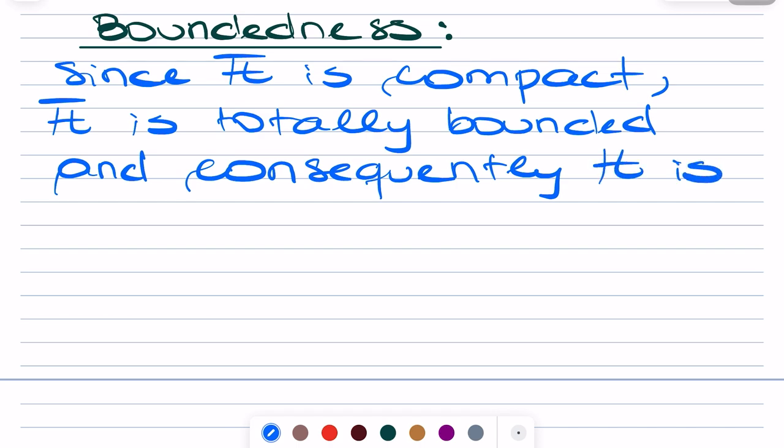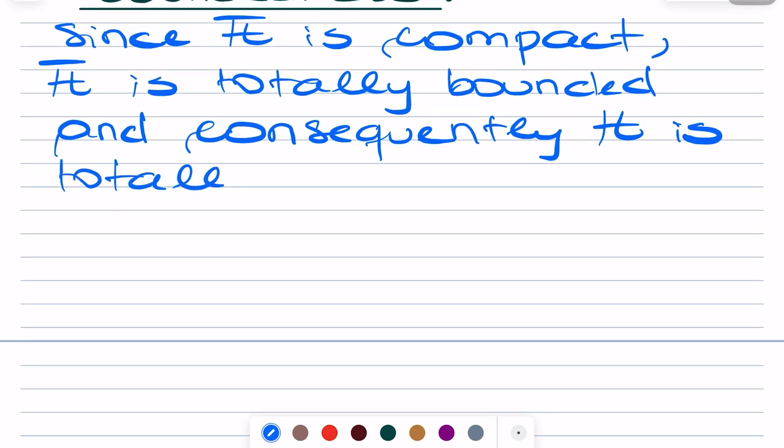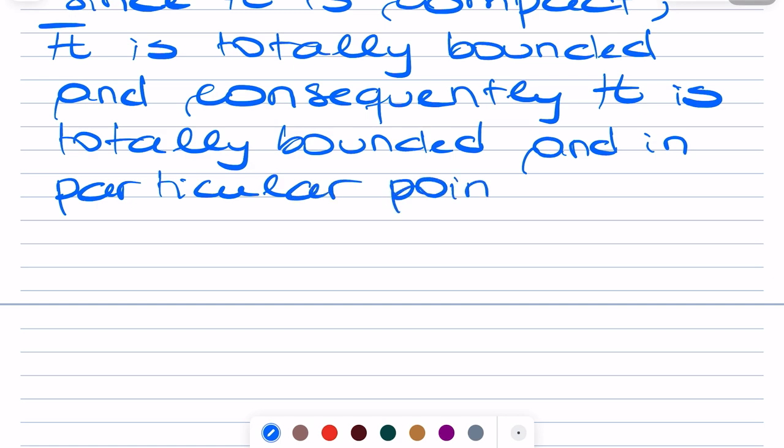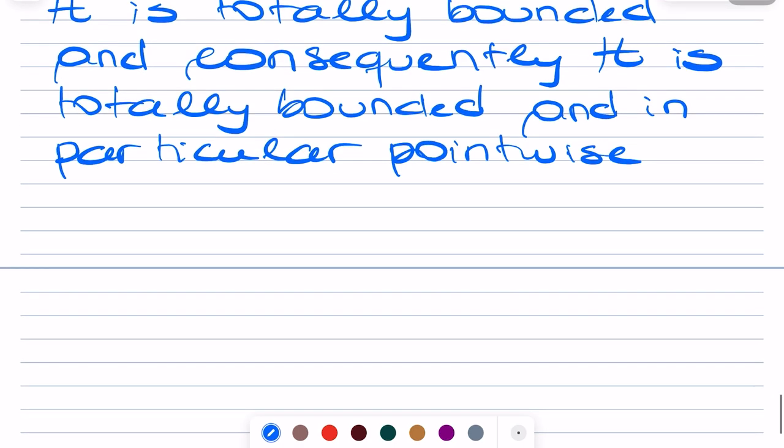H is totally bounded. In particular, pointwise bounded. So how do we see that? You can also prove that if you have a set H for which the closure is totally bounded, then the set itself is totally bounded. So you can prove that, it's not a big deal.